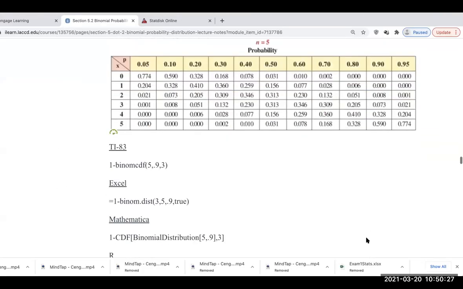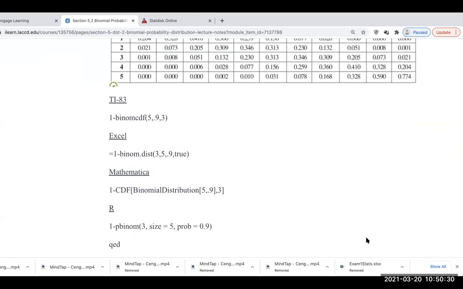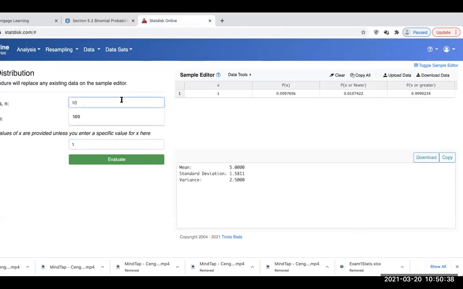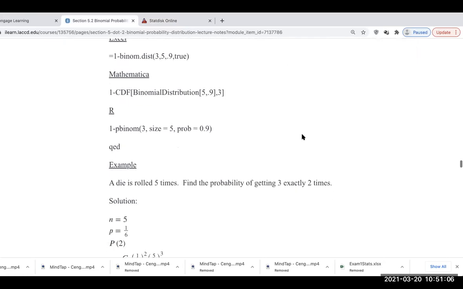Okay, so let's do this. So the size is 5. Success is 0.9. And you want 4 or above, so here it is, 0.91854. Okay, good.